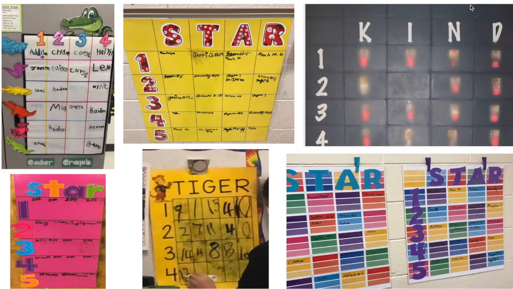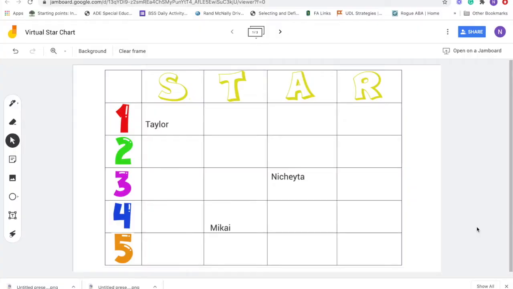Here are just a few examples of how the STAR chart can be customized and designed to fit your classroom setting. You can choose your school's mascot, different words and designs. There are so many options to choose from. Here's an example of a virtual STAR chart that I have created for the remote learning setting. Here's an example of a virtual STAR chart that I created in Jamboard.